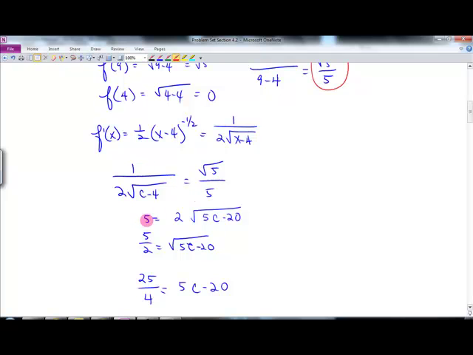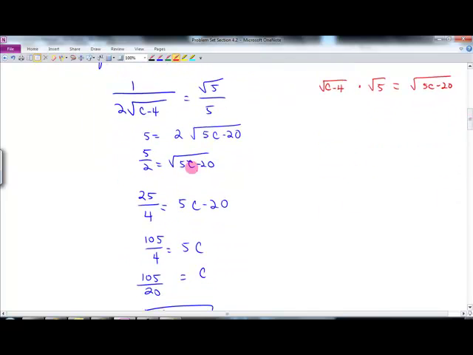5 times 1 is 5 equals 2 times. Now, if you've got the square root of c minus 4 times the square root of 5, that can become the square root of 5c minus 20. You can multiply under the radical. So that's what happened here. Then I divided by 2, okay, because we're solving for c. Then I squared both sides.